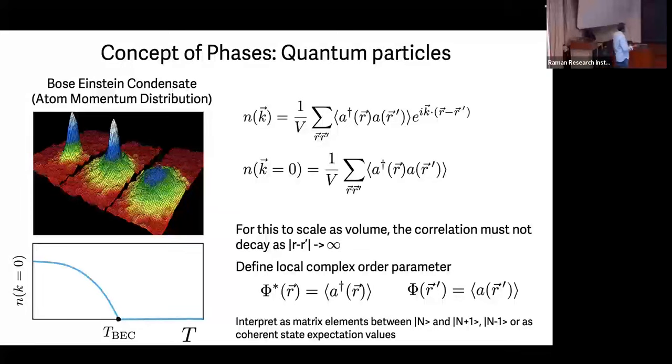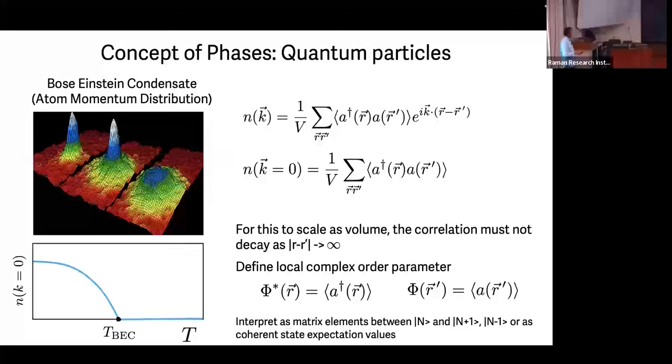And if you want this quantity to scale like the volume, so that there is some macroscopic occupation of the k equal to 0 mode, then this summation here has to scale like the square of the volume in order to cancel out one factor of the volume here, right? And the way you can do that is to assume that each of these quantities must itself be non-zero. It's some order 1 object, right? And then the two summations over r and r prime give you two factors of volume.